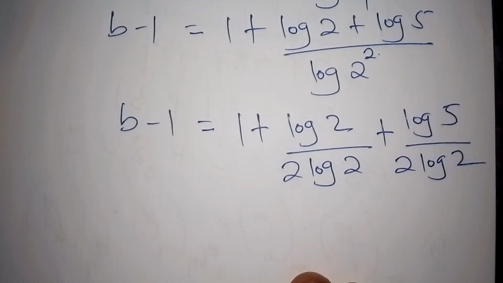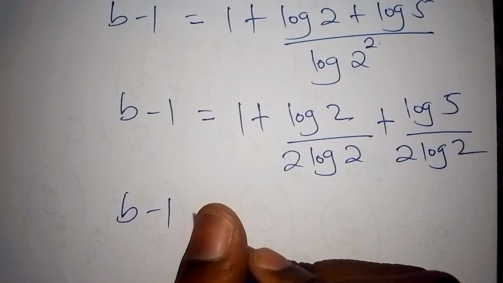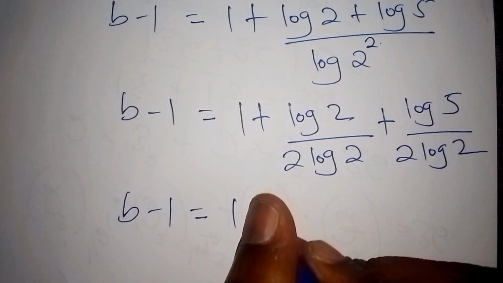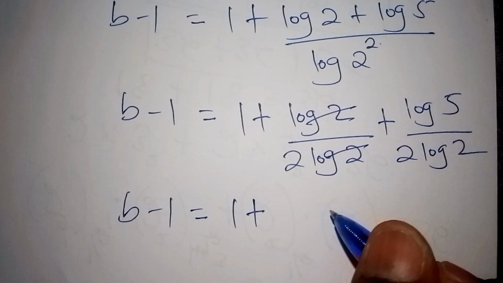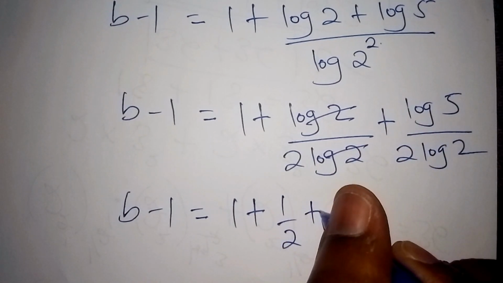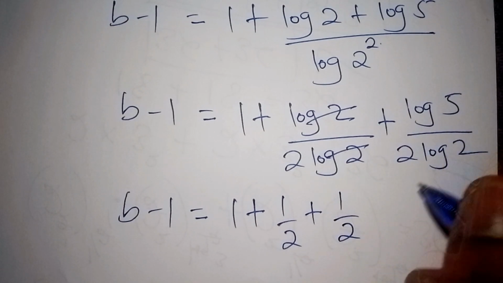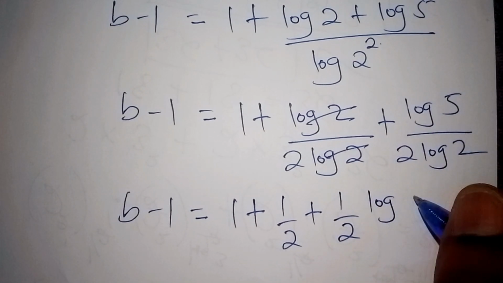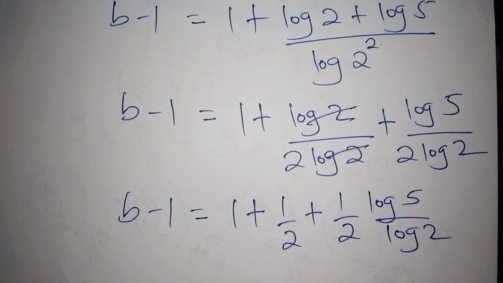So b minus 1 is equal to 1 plus, and in this case the log of 2 and the log of 2 cancel out. Now we have 1 plus 1 over 2 plus 1 over 2 times the log of 5 all over the log of 2.